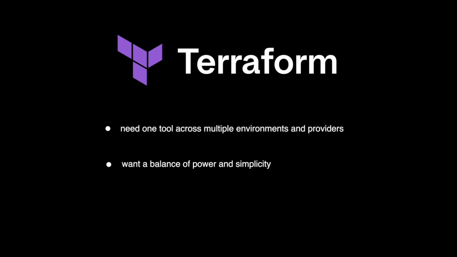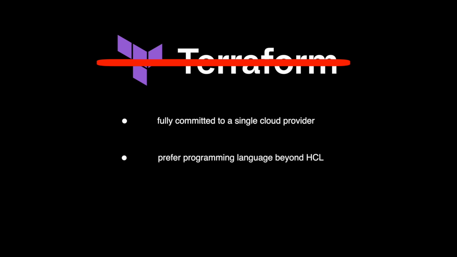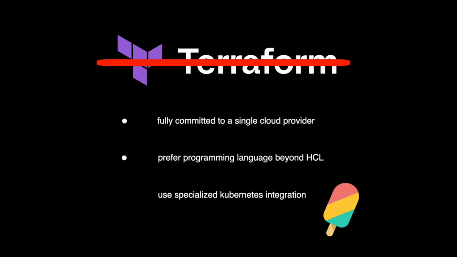Terraform shines when you need one tool across multiple environments or providers, want a balance of power and simplicity, or value strong community support with ready-made examples. Other tools might work better when you're fully committed to a single cloud provider, you prefer working in a familiar programming language rather than HCL, or if you need specialized Kubernetes integration. In that case, Crossplane is definitely the way to go.